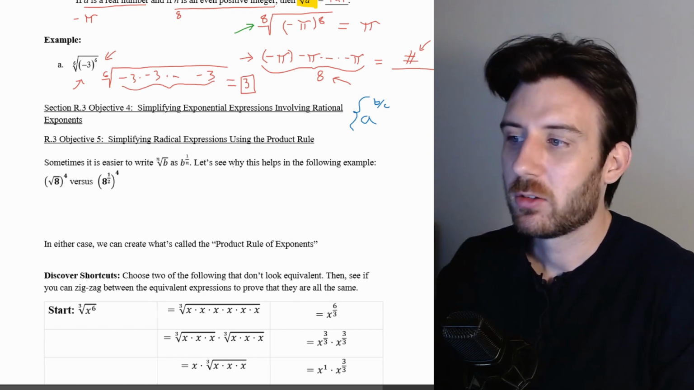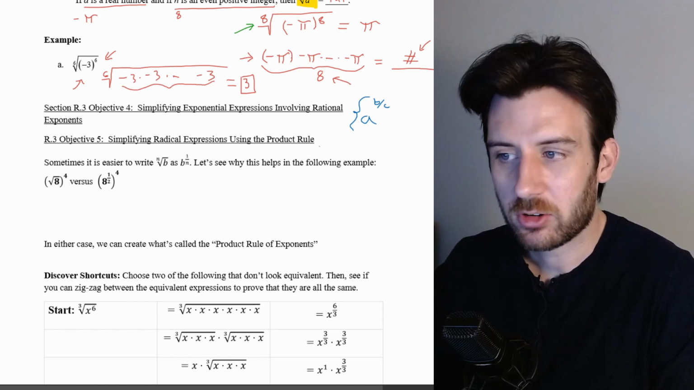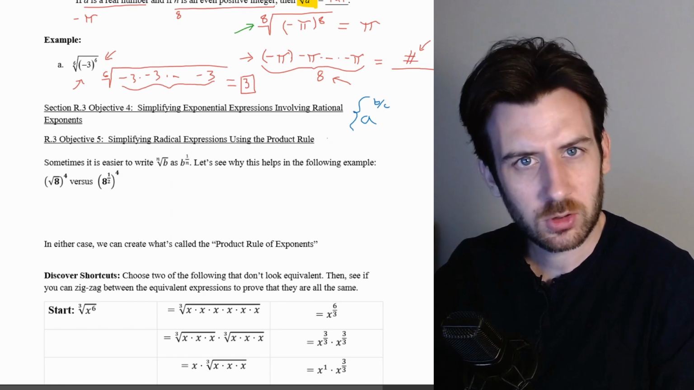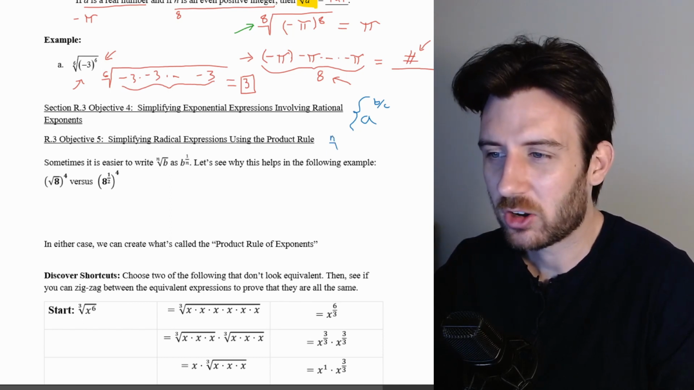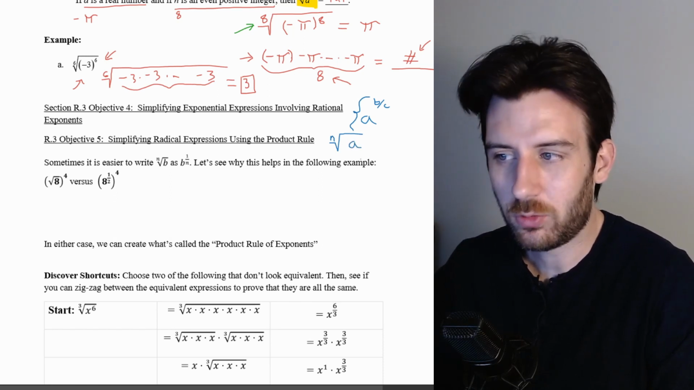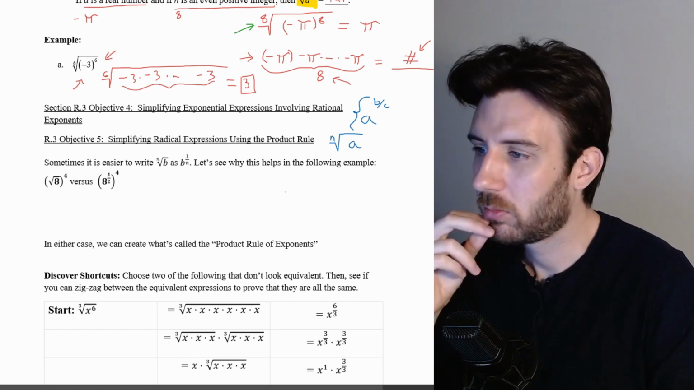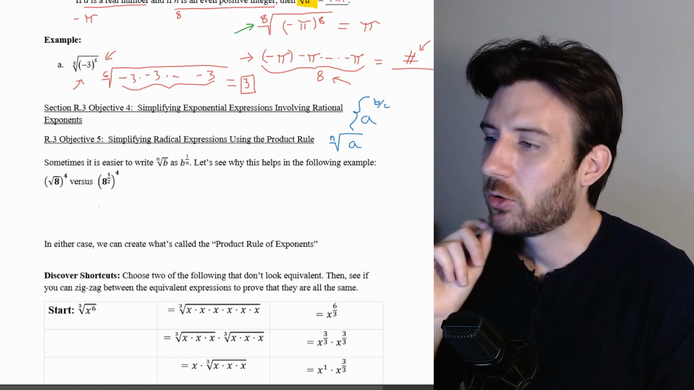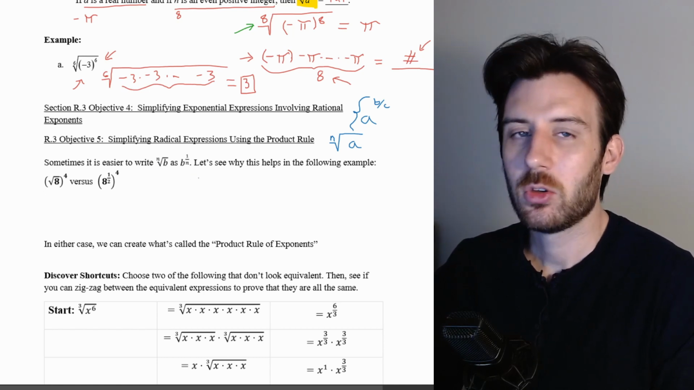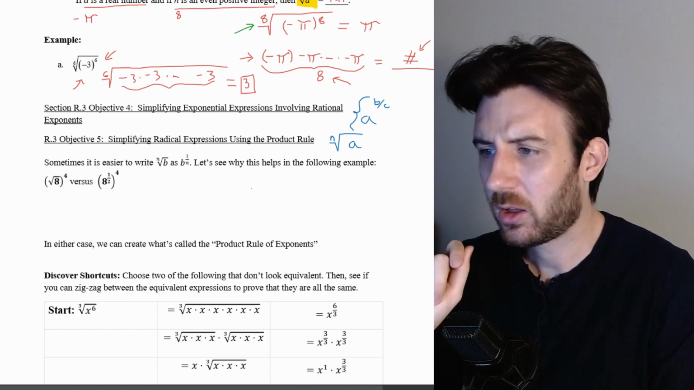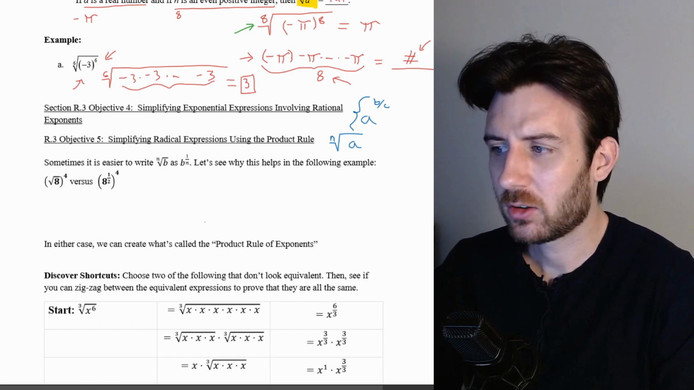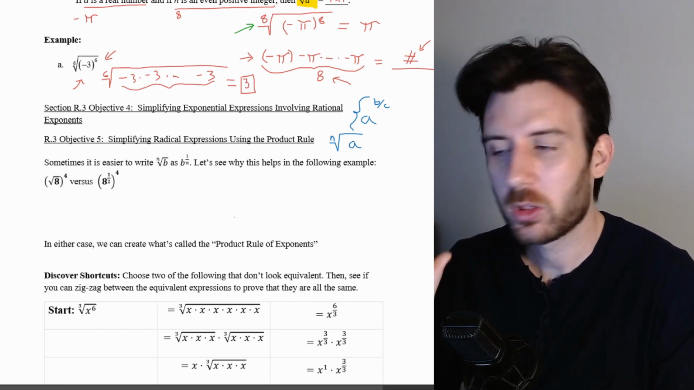Well, we're going to couple this with objective 5, which is simplifying radical expressions using the product rule. So again, radical expressions are anything that has that root symbol. To keep it from just generically being a square root, we're going to use an n there and say that is our general form of a radical expression. So just a little bit of preparation there. Sometimes it is easier to write the nth root of b as b to the 1 over n. That's a little bit odd. We're going to see why that's true, and also why we would ever want to do that. Isn't that just adding complications? Well, let's take a moment and see.